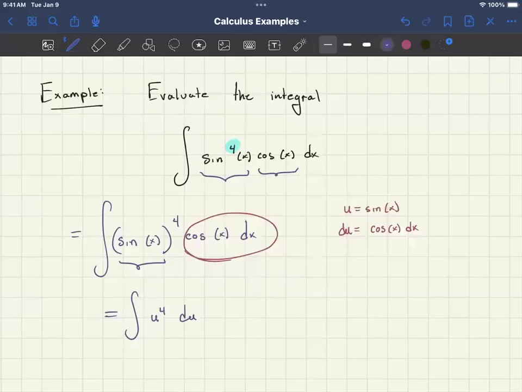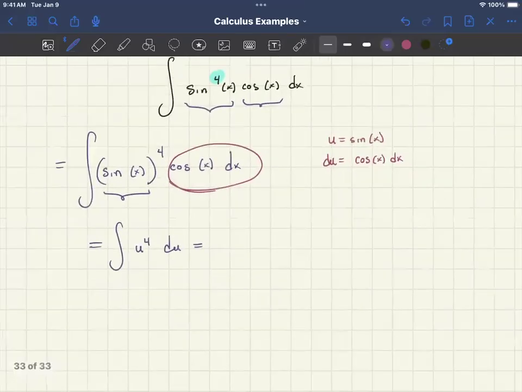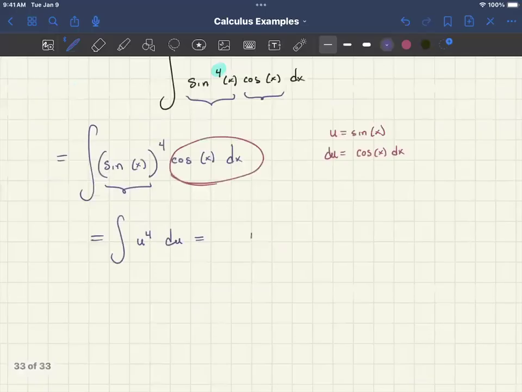And now we are ready to integrate because it is just u to the fourth. We can add 1 to our power, divide by our new power, and add our constant because remember in this case we don't have bounds in our integral, so that means that we are always going to have to add that plus c at the end. We are not done yet though. There's one last thing to do.